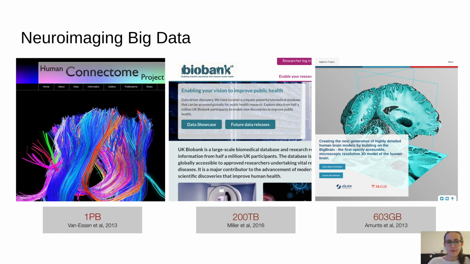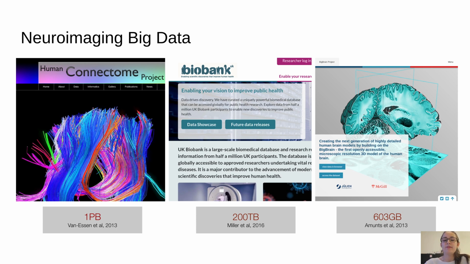So what does neuroimaging big data look like? Well, these are just a few examples. We have the Human Connectome project, which aims to map the entire human connectome of many different individuals, and it is expected to reach 1 petabyte in size. We have the UK Biobank, which is a large-scale study on the determinants of diseases, and it is expected to reach 200 terabytes of neuroimaging data.